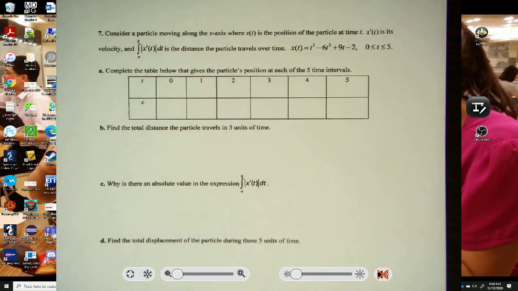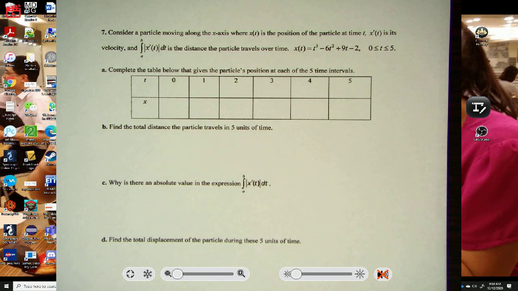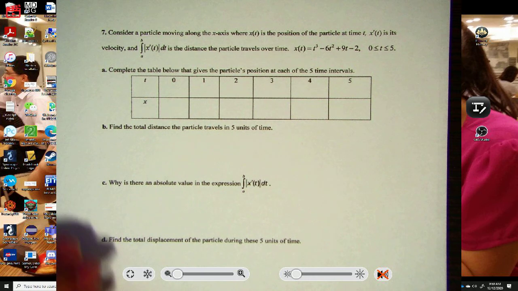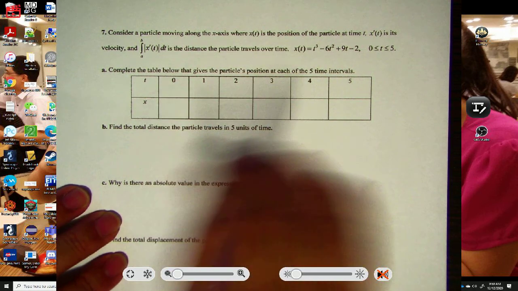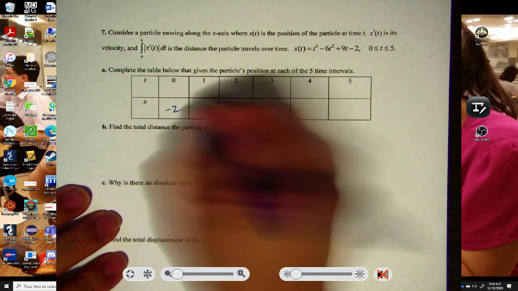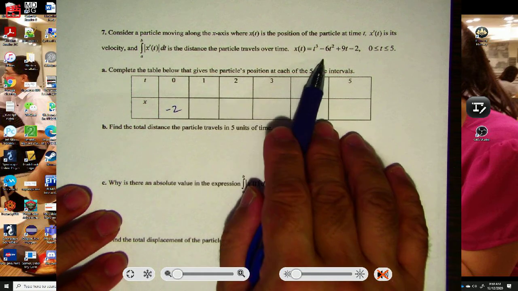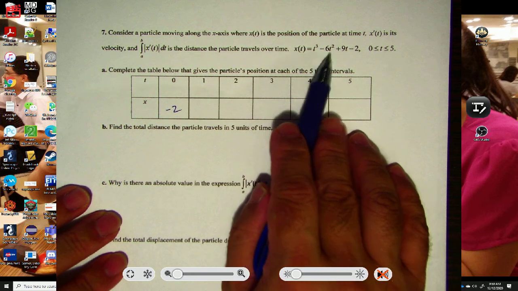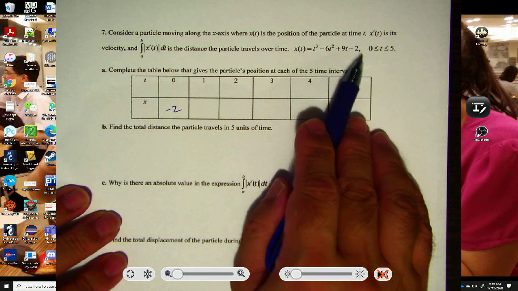Number 7. Consider a particle moving along the x-axis where x of t is given. Complete the table below that gives the particle's position at each of the 5 time intervals. So we just plug in those numbers. I'll plug in 0 and I get -2. Plug in 1, and I get 1 minus 6 plus 9.